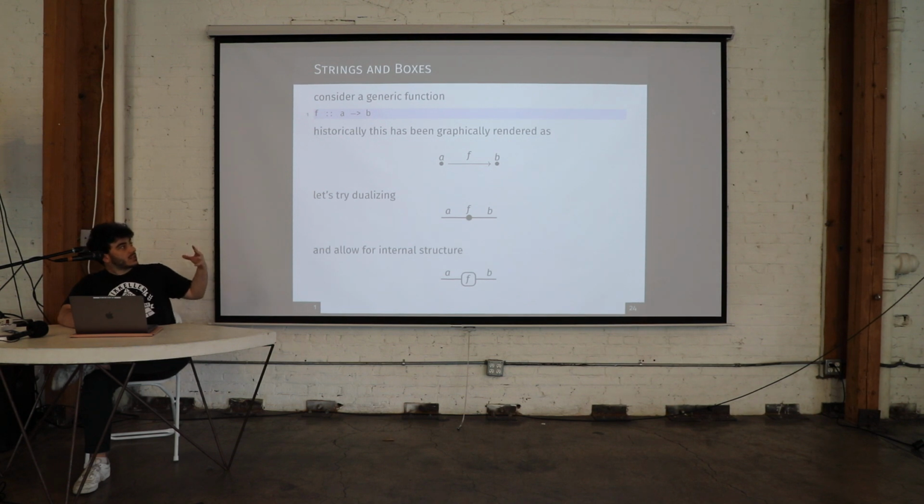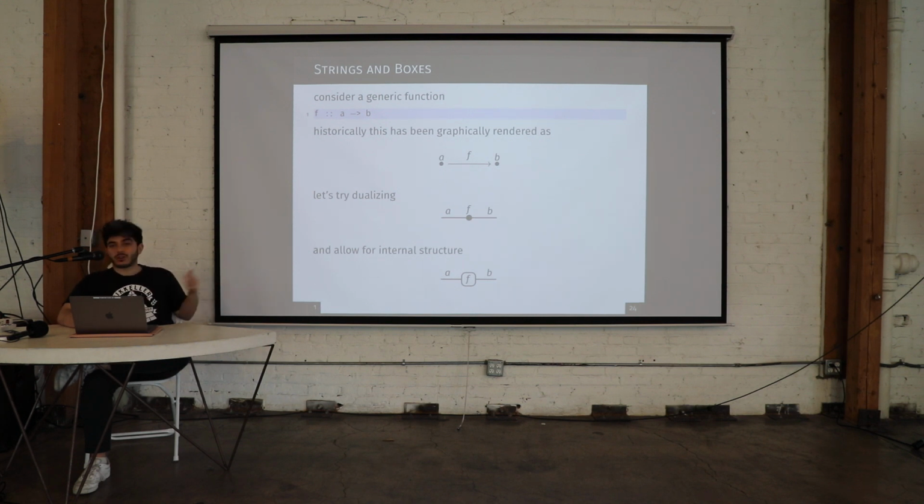Usually people draw this as a dot for the two types, the domain and codomain type, and an arrow for the function type. But let's try dualizing. By dualizing, I mean, right now, the objects or types are zero-dimensional, they're points, and the functions and maps are one-dimensional, they're arrows. Let's swap those, where now the types are going to be one-dimensional strings or wires, and the functions are going to be dots, zero-dimensional dots.